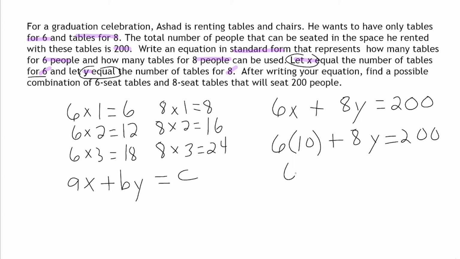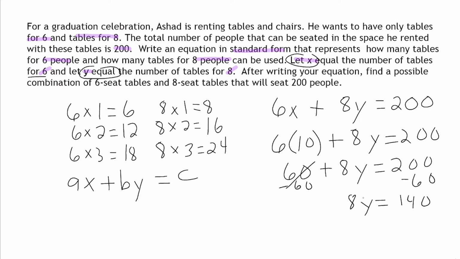So this would be 60 plus 8y equals 200. You have to take this 60 and move it to the other side. Now notice our variable y is on the left-hand side of our equation, which means everything on the left must be moved over to the right except for the y value. So we are going to subtract 60 from both sides. And that leaves us with 140 on the right and 8y on the left. Now we have to divide both sides by 8.